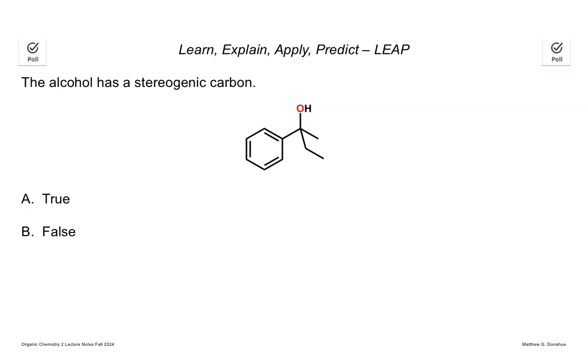As a recap, just to review, is that carbon stereogenic? We would say that's true. That means it has 4 different substituents: a phenyl ring, an ethyl group, a methyl group, and an OH group.